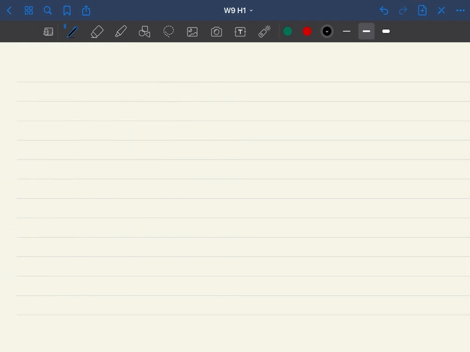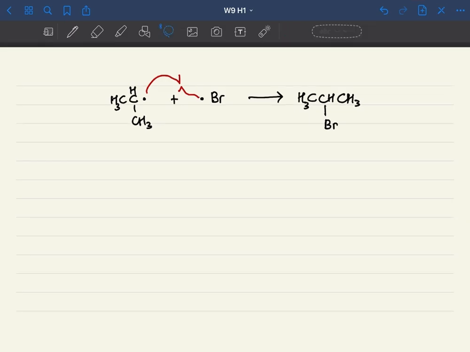And lastly, we need to combine the last combination between the CH, CH3 radical together with the Br radical. We need to combine these two by using this half-headed arrow. Lastly, this gives you the product of CH3, CH, CH3 with Br attached to the central carbon. So that's it for question 1. Let's proceed to question 2.